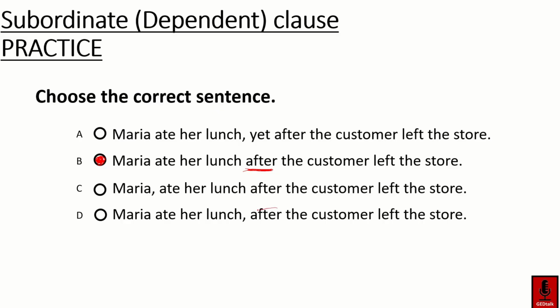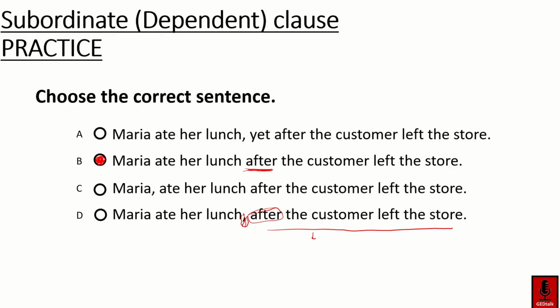Well, we know after is a subordinating clause, which means that this second part that we see, after the customer left the store, is dependent. And we know that when the independent clause begins the sentence followed by the dependent clause, we don't need that comma, except for those three words that we had looked at. They were the exception. Well, after isn't one of those words, so we don't need that comma. That's why B, Maria ate her lunch after the customer left the store, is perfectly good. It is that correct answer we're looking for.